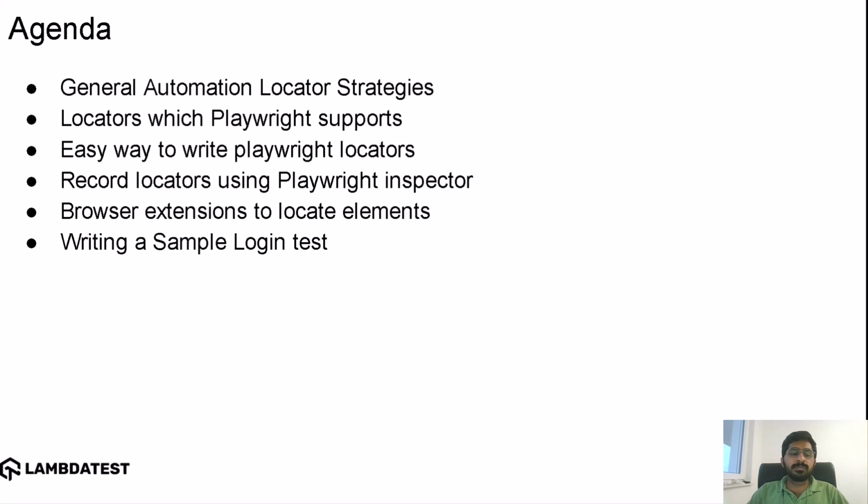So let us see what are the topics which you're going to learn under this video. So first we'll understand what is the general automation locator strategies, and then we'll understand what are the locator strategy which Playwright supports. Then we will find an easy way to remember and write the Playwright locators. Followed by we'll see how to automatically get the locators from the Playwright Inspector. Then we will see the browser extensions available in Chrome to locate the elements and get the locators directly. And last, we will write a sample login test for our e-commerce playground website.